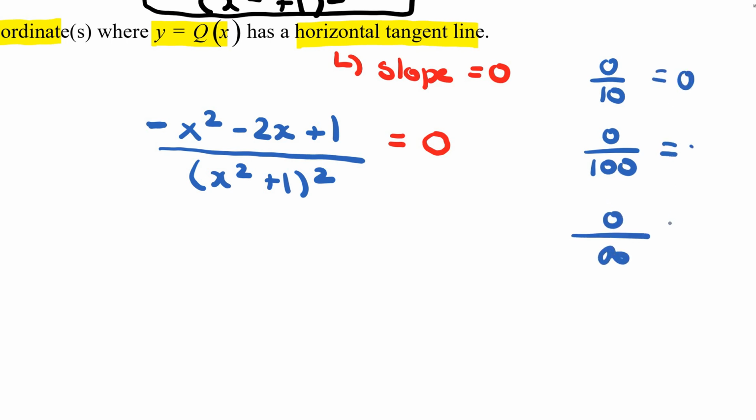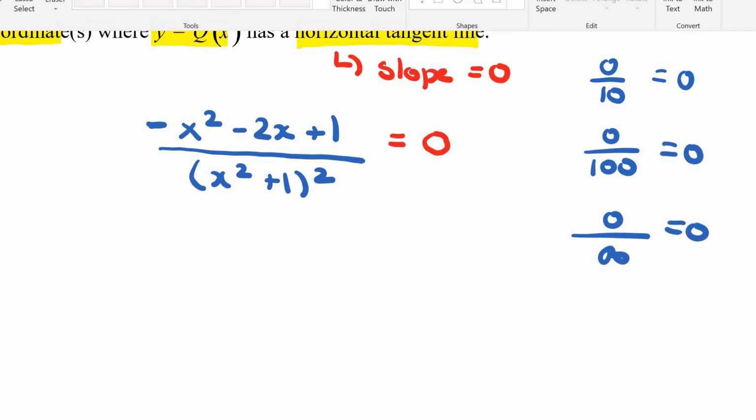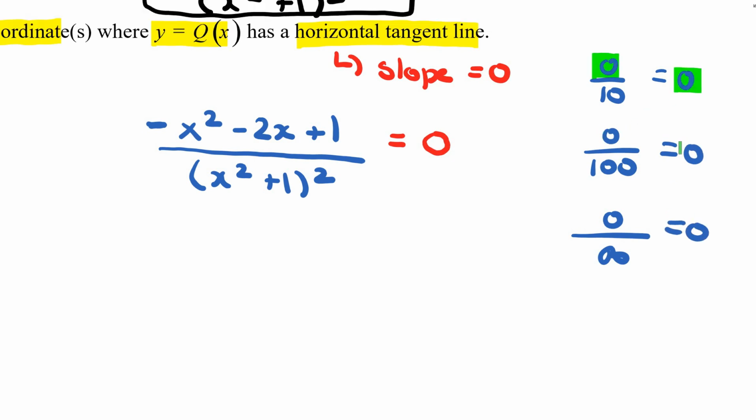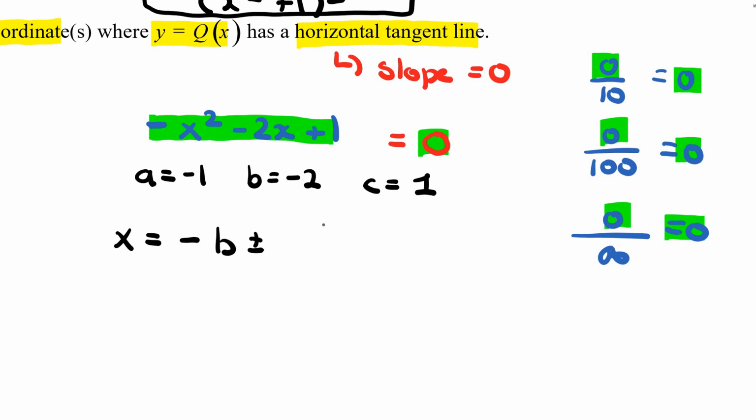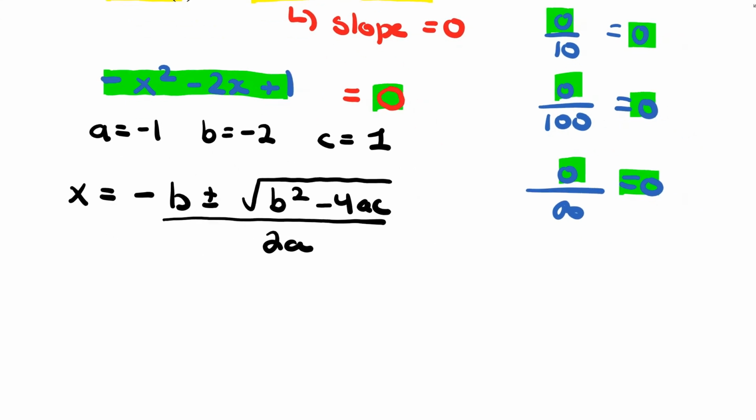What really matters when your fraction equals 0 is that you want to make sure that it's the top part of the fraction that equals 0, right? It's this top part that equals 0. So, in fact, the bottom really doesn't matter. And all you have to do now is solve this quadratic by using the quadratic formula. So I know that my a value is -1, my b value is -2, and my c value is going to be 1. And I can apply the quadratic formula, negative b plus or minus the square root of b squared minus 4ac, divided by 2a.